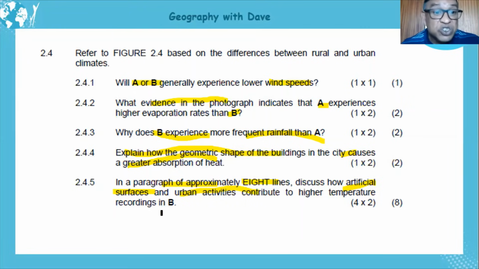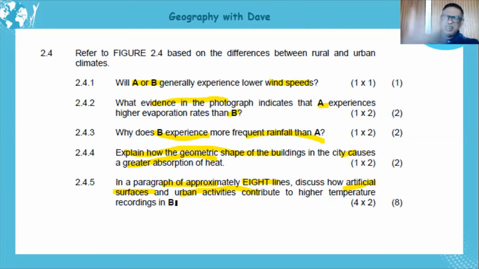So it's just two things here. It's not all the other factors that come through. It's human activities and artificial surfaces. So all your answers must relate to that. Can you see it, learners? Not difficult. You've answered this.